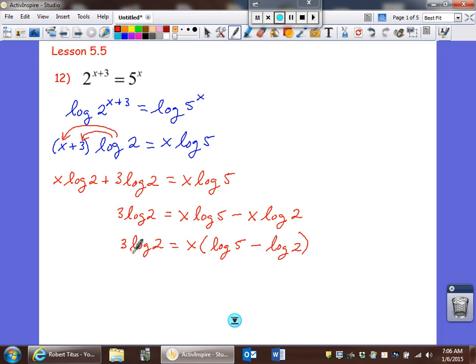And we're going to divide this side by what's in the parentheses here. So I'm going to flip this around a little bit, I'm getting down to the final answer here. To find x, you would have to take 3 log of 2 and you would have to divide it by what's in the parentheses here, which is the log of 5, minus a log of 2.